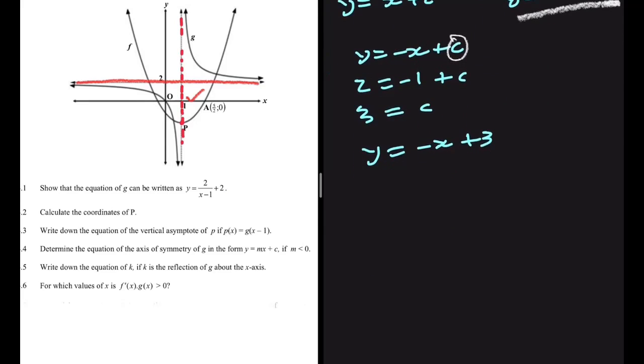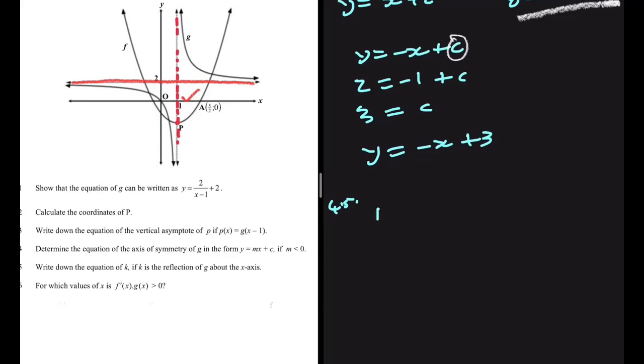Let's go ahead and do 4.5. Write down the equation of k if k is the reflection of g about the x-axis. If it is a reflection of g about the x-axis, then k will be equal to minus g of x. That's what a reflection about the x-axis will look like. So we have k being equal to minus. Now we just need to substitute g of x, which is 2 divided by x minus 1 plus 2.